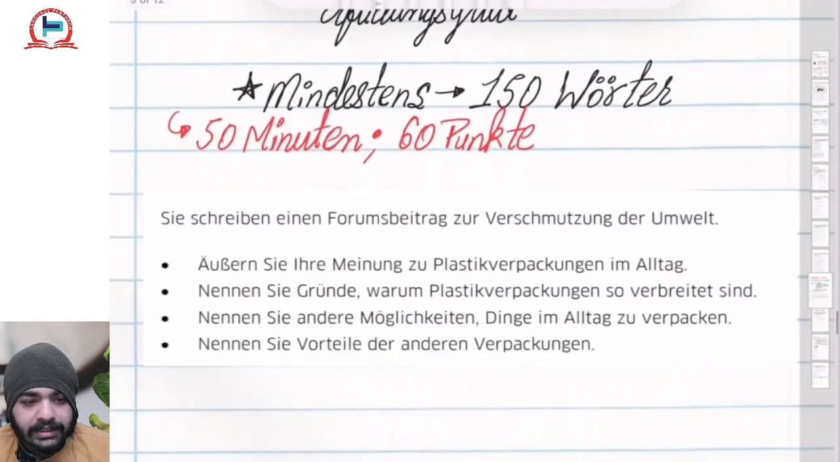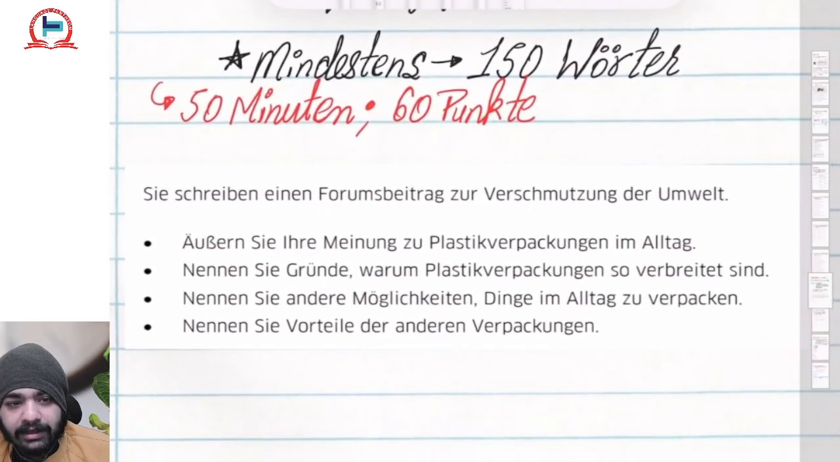Okay. Let's look at the example. Sie schreiben einen Forumsbeitrag zur Verschmutzung der Umwelt. For example, in this question, they're asking you to write an article on the pollution in the environment. Okay. And they ask you certain things to cover in that article. Nummer 1. Äußern Sie Ihre Meinung zu Plastikverpackung im Alltag. What's your opinion regarding plastic packagings in day-to-day life? Nennen Sie Gründe, warum Plastikverpackungen so verbreitet sind. Why is it so widespread? The reasons for that. Andere Möglichkeiten, Dinge im Alltag zu verpacken. Other possibilities to pack things in day-to-day life. Nennen Sie Vorteile der anderen Verpackung. Mention the advantages of the other kinds of packaging.